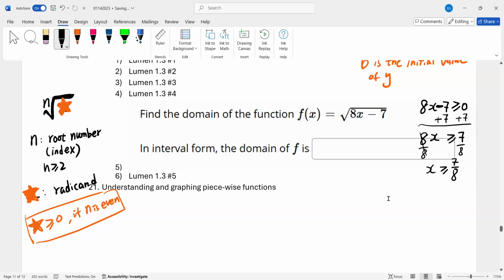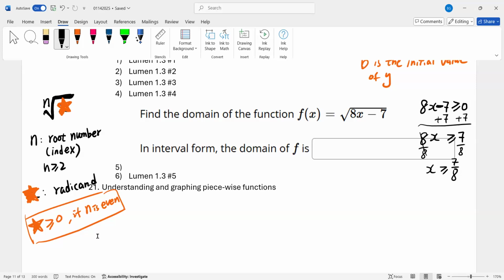Only when the value of x is no less than 7 over 8, the radicand is non-negative. And that will make this radical expression or radical function well-defined. The radicand for a square root cannot be negative because we are talking about functions in the real number set. In a later chapter, when we learn complex numbers, that would be a totally different story. But here we are talking about real numbers. So the radicand has to be bigger than or equal to 0.